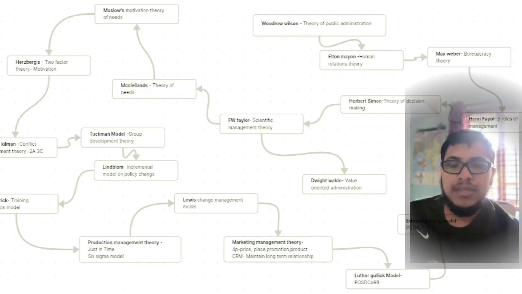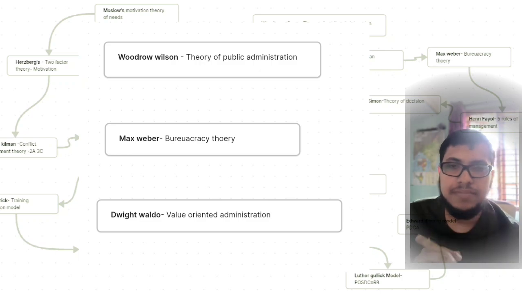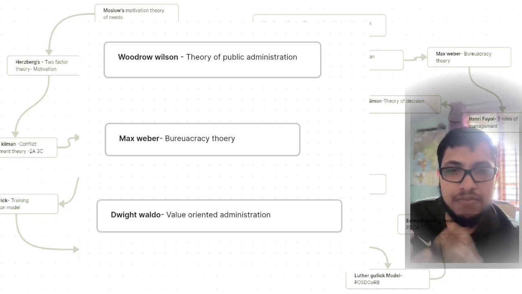Let's move on to the three theories. First one is Woodrow Wilson's theory of public administration. He proposed the politics and administration dichotomy, that is separating policy making from execution.